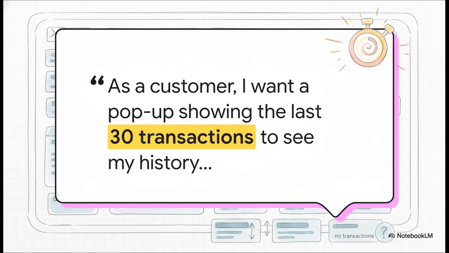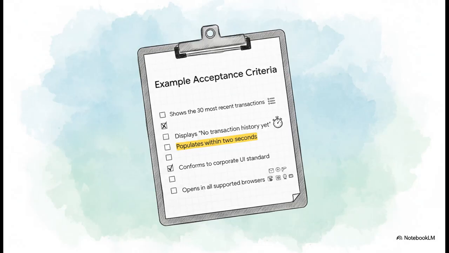Let's make this real with an example. Here's our card. It's a perfectly clear user goal, right? But it's also packed with questions. How's scrolling supposed to work? What happens if there are 0 transactions? How fast does it need to be? And that's where the conversation and confirmation come in. After talking it through, we end up with these specific, testable acceptance criteria. And look how comprehensive they are. We've covered the happy path, negative cases, performance, even non-functional stuff like UI standards and browser support. This makes the original story completely unambiguous.